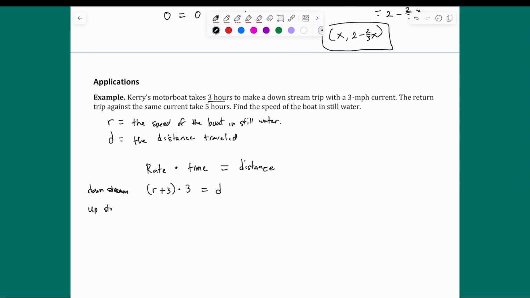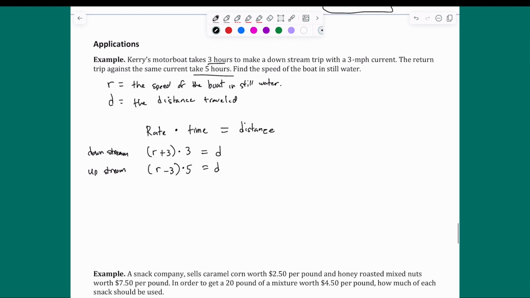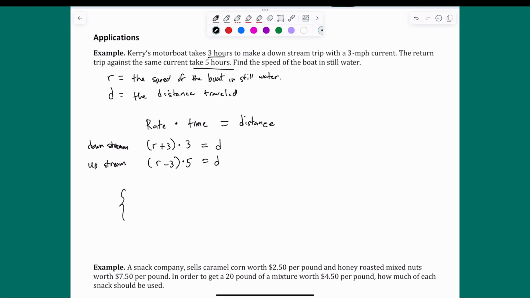Now, if we're going up the same path, but this time upstream, with the same current, this time our rate's slower, right? Our speed is actually going down now, but we're still traveling a certain amount of time. With the current going against us, the rate is r minus 3, and it took 5 hours to get back the same distance. Okay, so our system of equations here is D equals 3r plus 9, or D equals 5r minus 15.